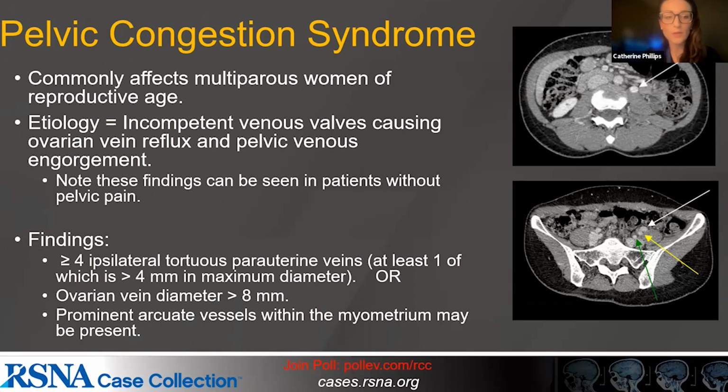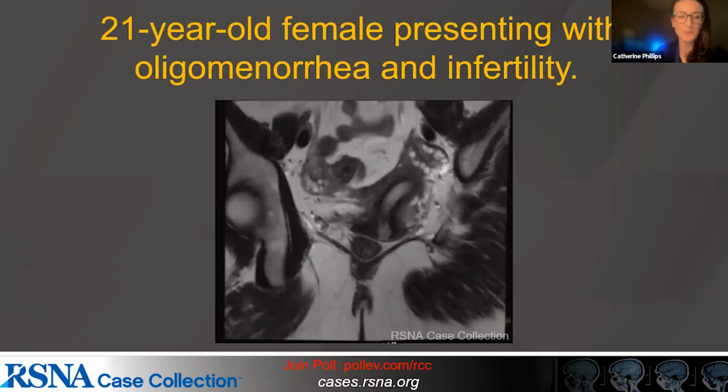You're looking for greater than or equal to 4 ipsilateral parauterine veins that are dilated, or you're looking for an ovarian vein which measures more than 8 millimeters in diameter. Frequently, these patients, because of the congestion, will have bridging arcuate vessels that traverse the myometrium. It can be seen particularly well with sonography. Okay, next case.